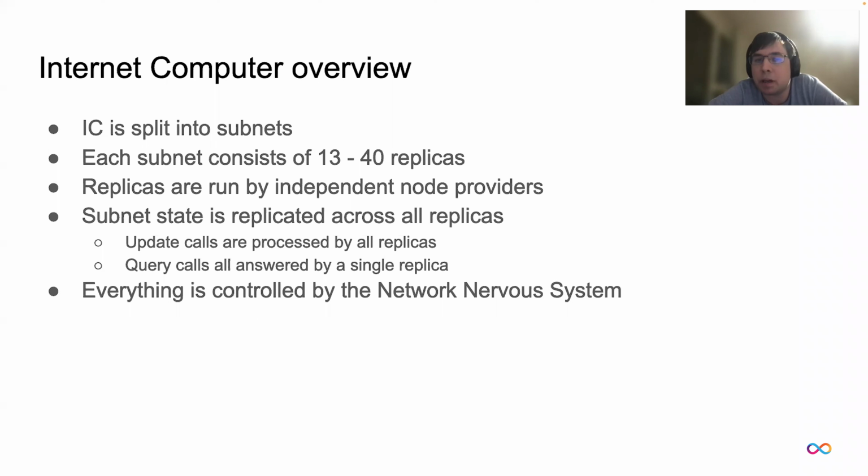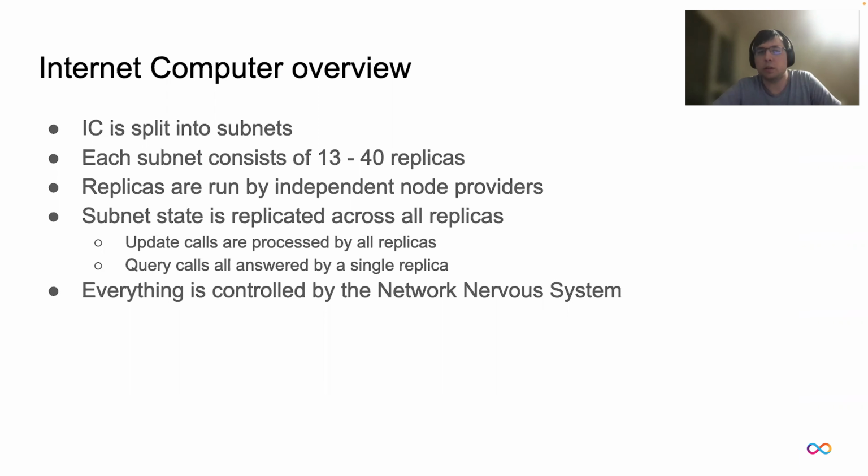And these replicas are run by independent node providers. They are independent from each other. They're also independent from Dfinity. And in fact, these node providers are the only ones who have physical access to the nodes, for example. The basic idea of a replica is that it replicates the subnet state. So all the replicas have the entire subnet state on their node.